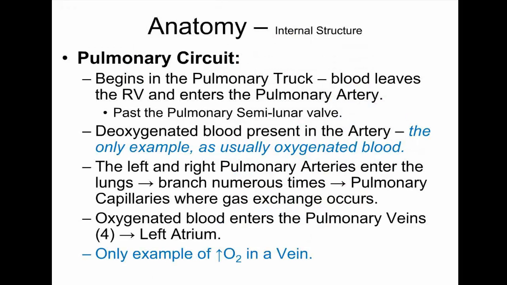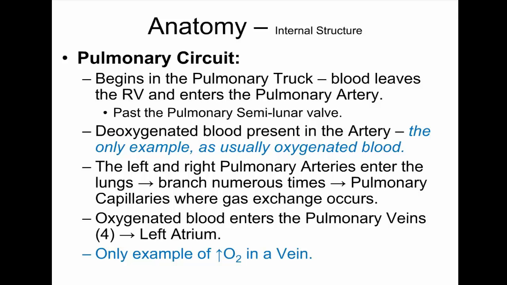So if we look at it in words, the pulmonary circuit begins at the pulmonary trunk. Blood leaves via the right ventricle and enters the pulmonary artery. It goes past the pulmonary semilunar valve. This is deoxygenated blood present in an artery. It's the only example, as blood in arteries is usually oxygenated. The left and right pulmonary arteries enter the lungs and branch numerous times.